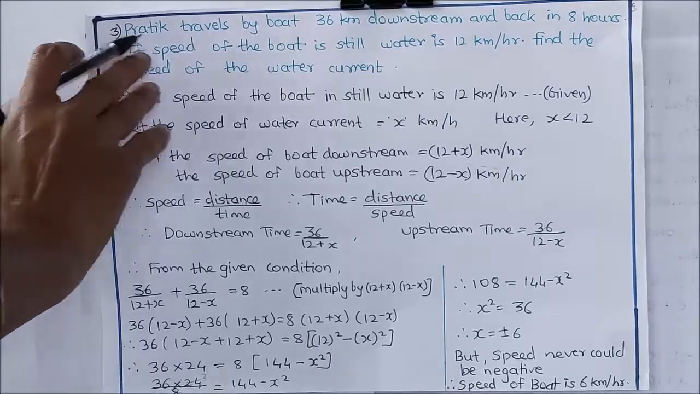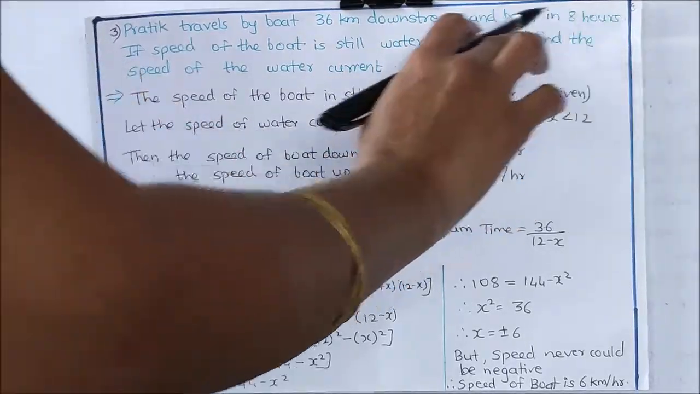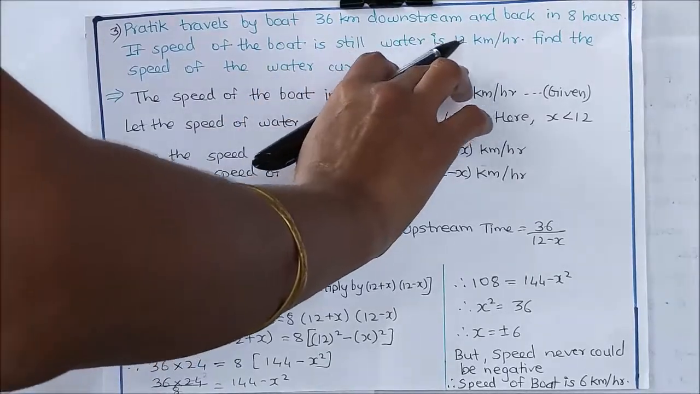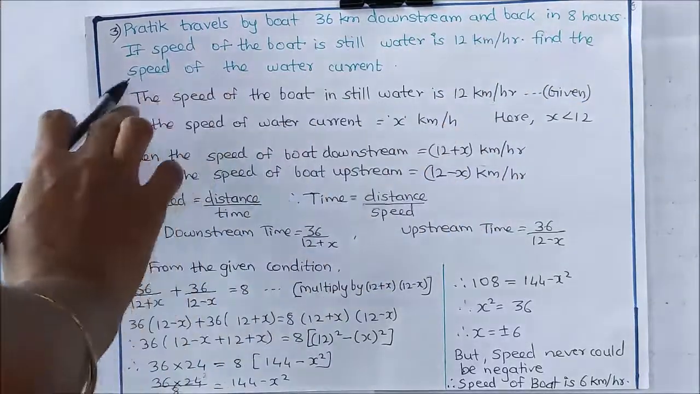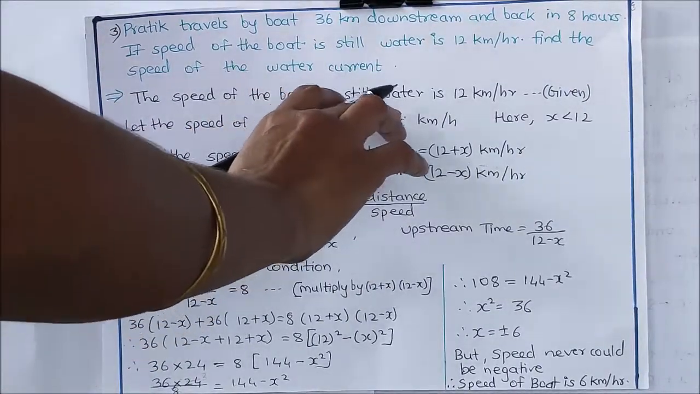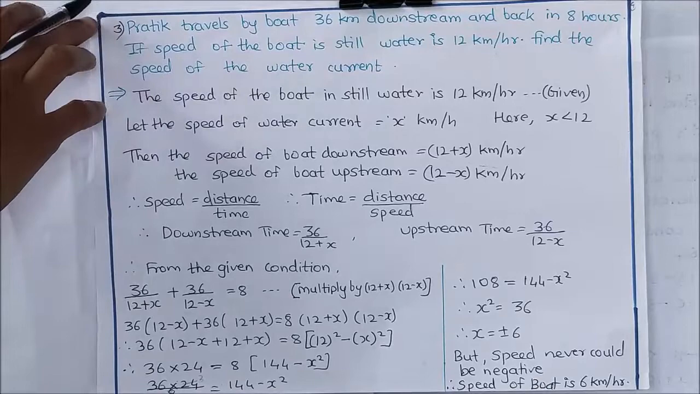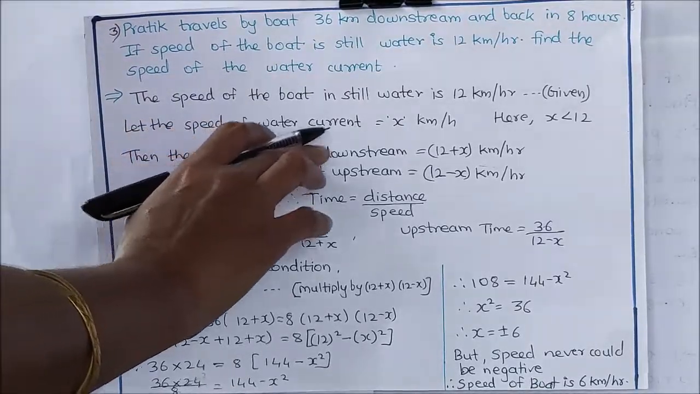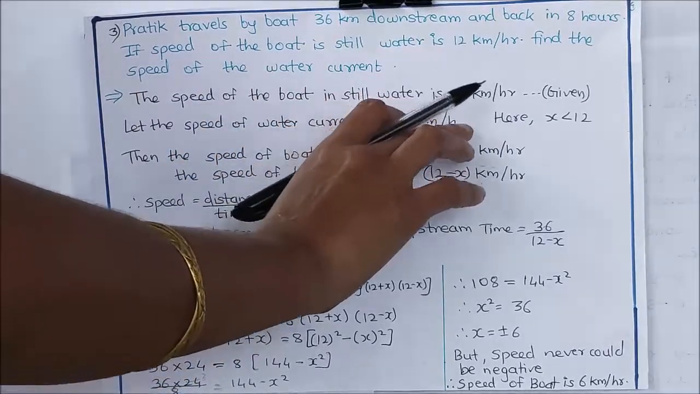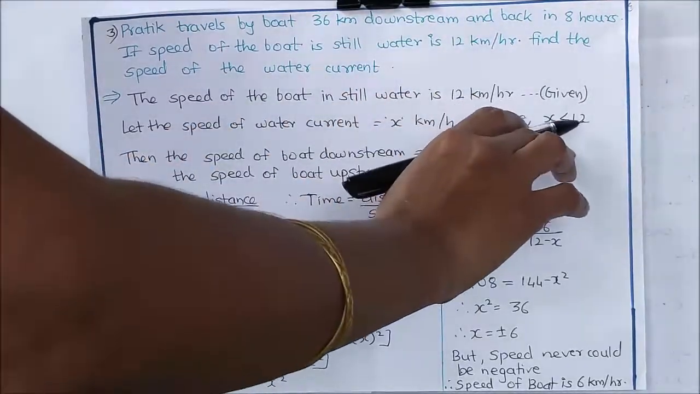Third example given is Pratik travels by boat 36 km downstream and back in 8 hours. If speed of the boat in still water is 12 km per hour, find the speed of the water current. Here speed of boat in still water is 12 km per hour given in the example. Now let the speed of water current be x. Water current speed is not given, so let us assume it as x kilometers per hour. Here x is less than 12.